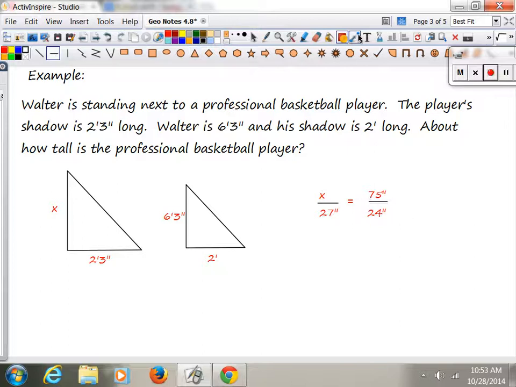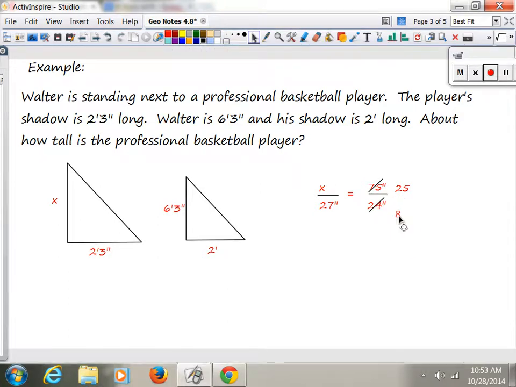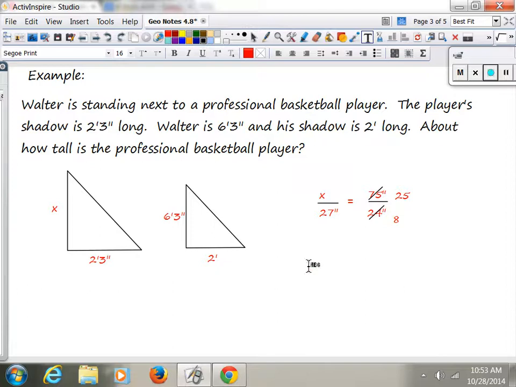I could reduce the 75 and the 24 by 3. Do you want to do that? Or, since we're going to use our calculators anyways, don't worry about it? All right, we'll reduce it. We'll put 25 over 8. 25 is 75 divided by 3, and 24 divided by 3 is 8. So now we're going to get 8x equals 25 times 27. I don't know what that is, so let's see what that comes out to be.